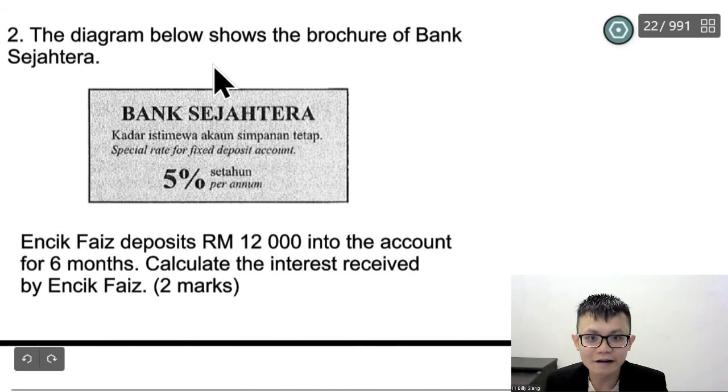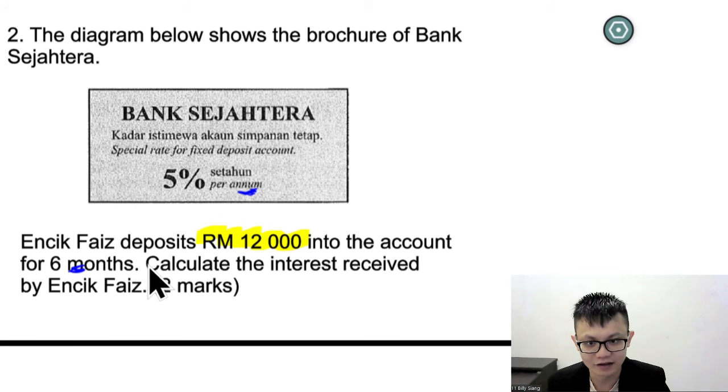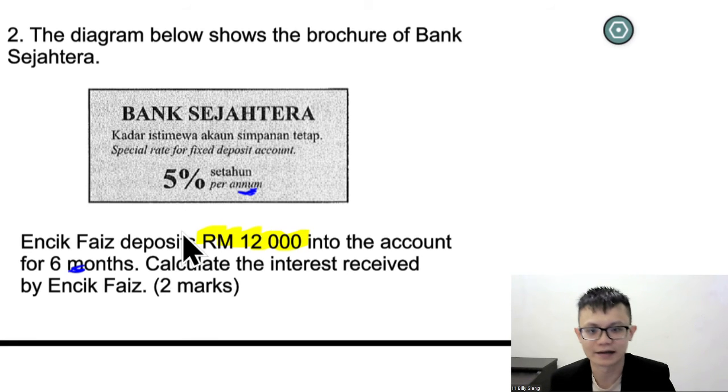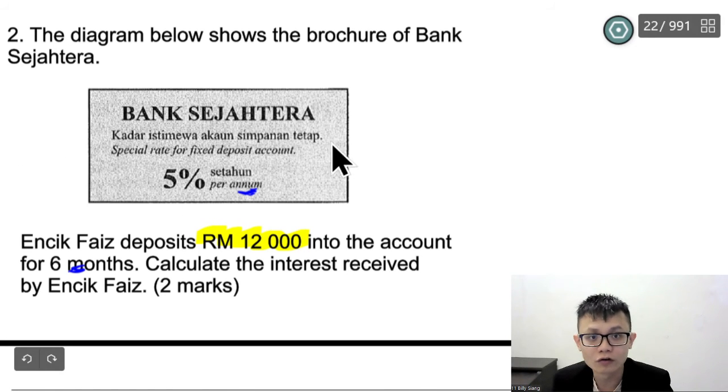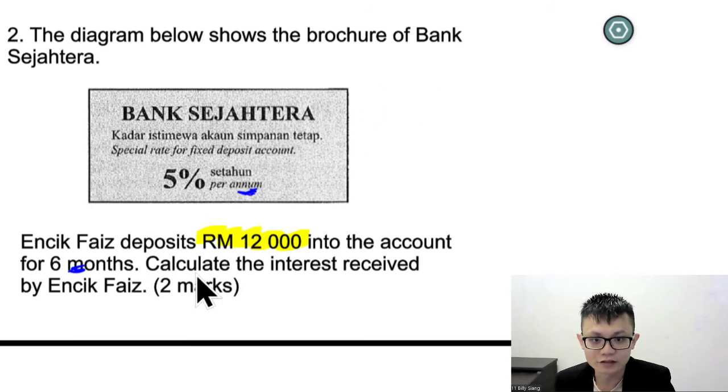Okay, so the diagram below shows the brochure of a bank, Sejahtera. Encik Faris deposits 12,000 into the bank for 6 months. Calculate the interest received. So you can see from here, actually this is per annum. This one is 6 months. Encik Faris put 12,000 in the bank. So how much money will he get after 6 months? But of course, this is fake. No one gets 5%. As I mentioned before, usually the bank will give you, for now, only 1 to 2% due to MCO. So yeah, see how much you can get.